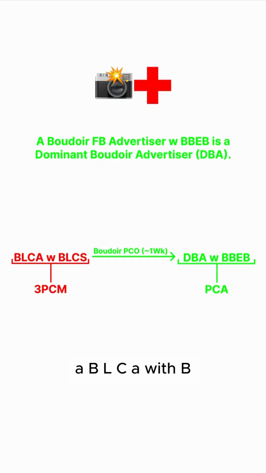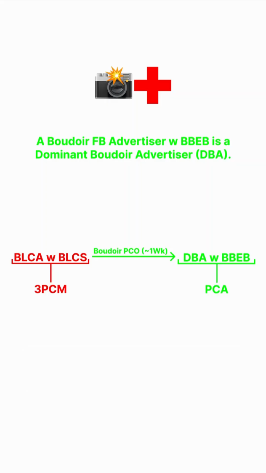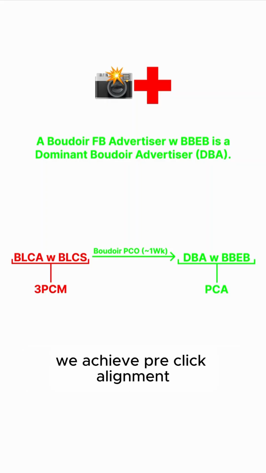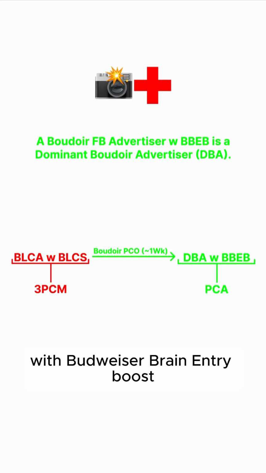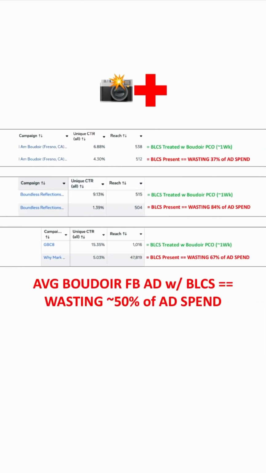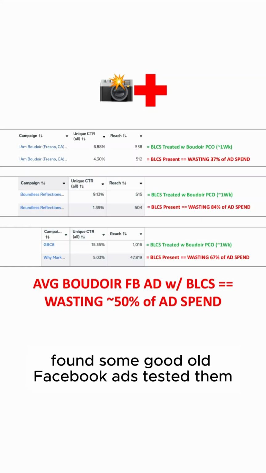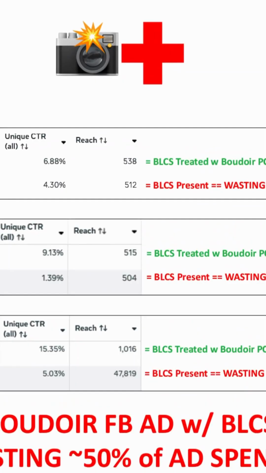A BLCA with BLCS is caused by the 3 pre-click mistakes. Easy enough, treat it with Boudoir Pico, takes about a week. We achieve pre-click alignment and we become a dominant Boudoir advertiser with Boudoir brain entry boost. So now my residency went out there, found some Boudoir Facebook ads, tested them, and treated them.